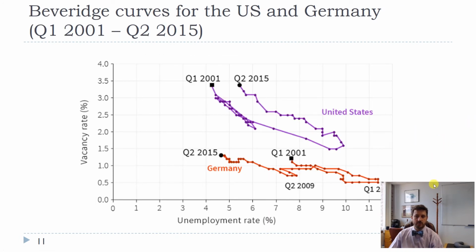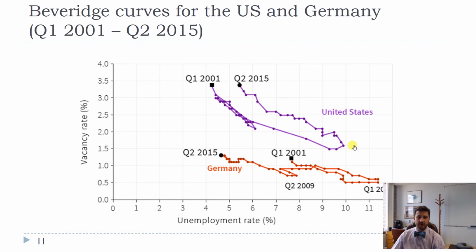So here are those two Beveridge curves again for the United States and for Germany. Now, it looks for Germany that they were basically on the same Beveridge curve the whole time, right? So we start here in 2001. They had a worse recession in 2001, 2002 than the United States did. Their unemployment rate went up to 11.5%, but then they've basically been coming back down.